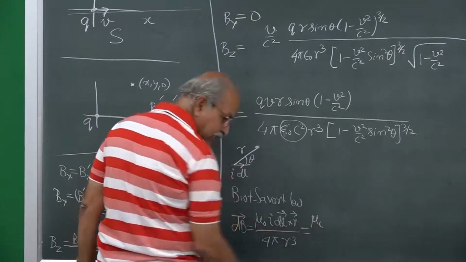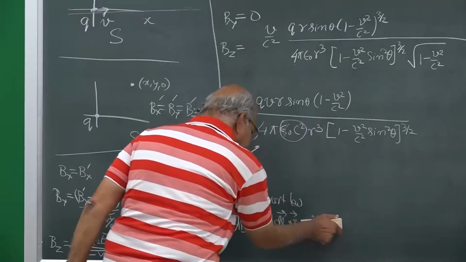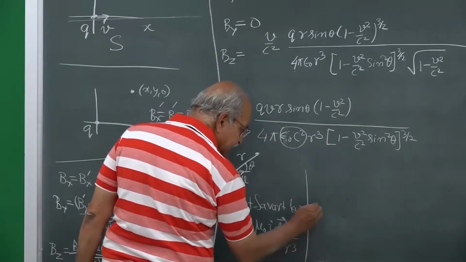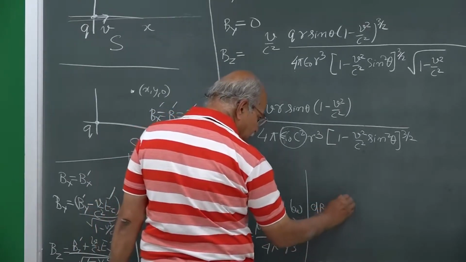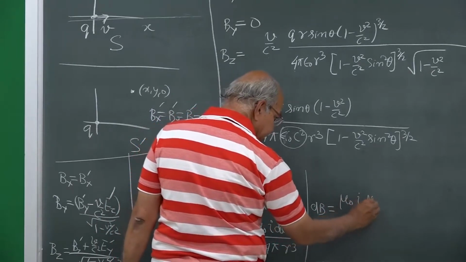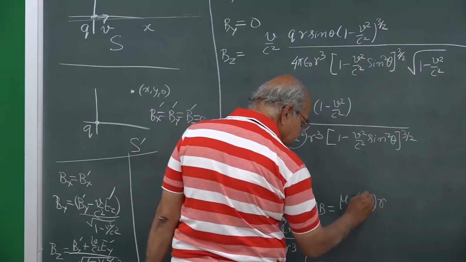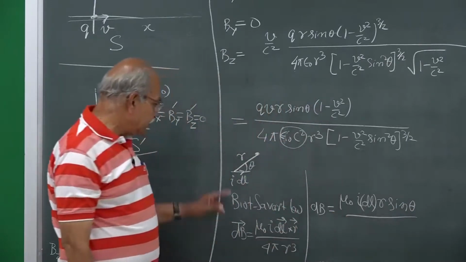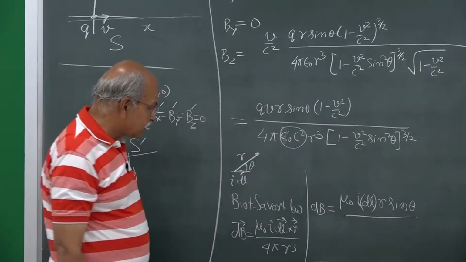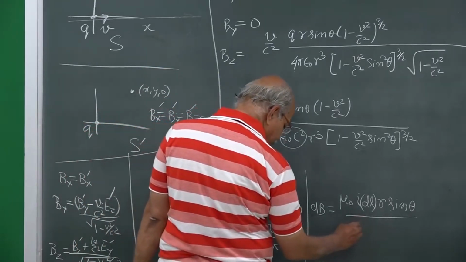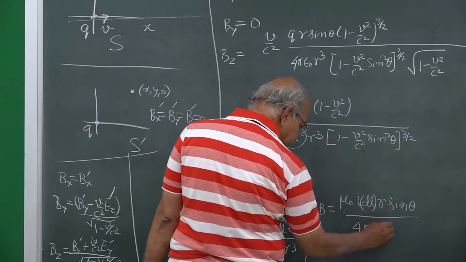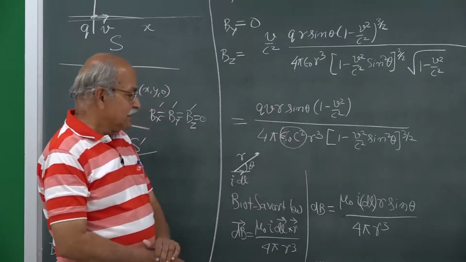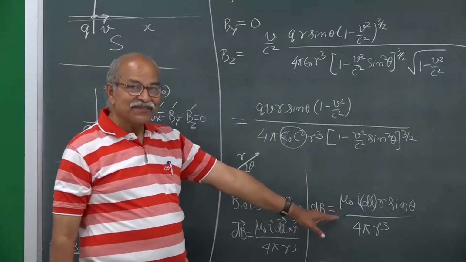So, if I take the magnitude, dB is equal to mu naught I dl and then r and sin theta, where theta is the angle between this dl direction and this r direction, and then divided by 4 pi r cube. So, this r you can cancel, it will be r square, here also r can be cancelled and it will be r square. So, that comes from the Biot-Savart law.